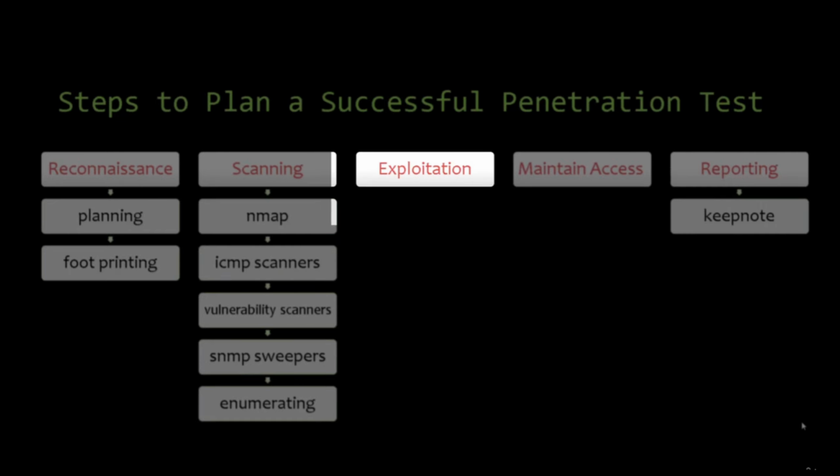The next phase is exploitation. Here, the actual penetration takes place. I didn't list the tools because they are all the tools available on Kali Linux, as we saw before in the videos. Maintaining access is to make sure that we can still access the target.